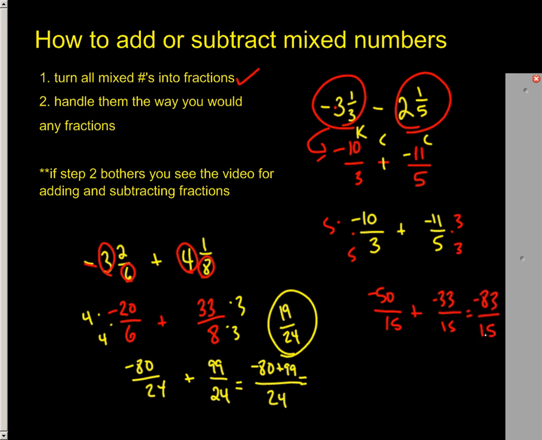How many times does 15 go into 83? Let's see, 4, 5. Goes in 5 times, and we've got 8 left over. So our final answer would be negative 5 and 8/15.